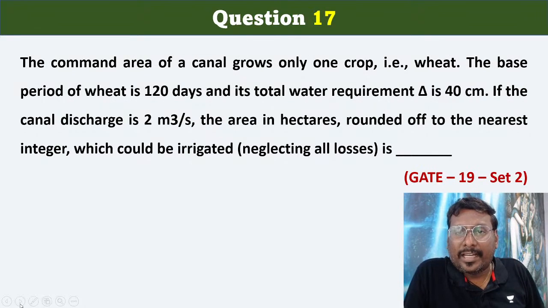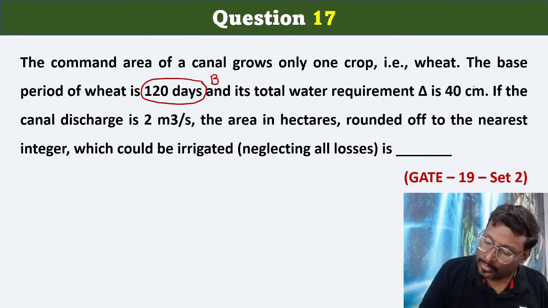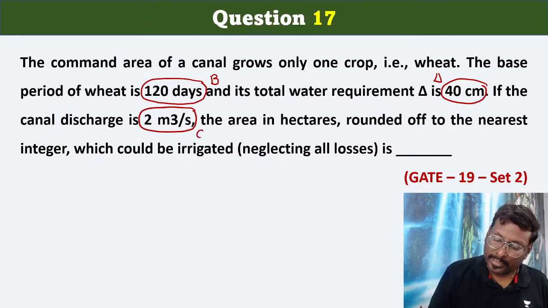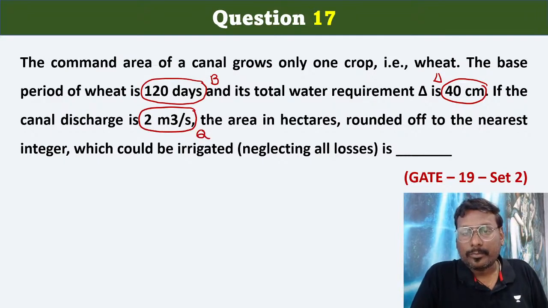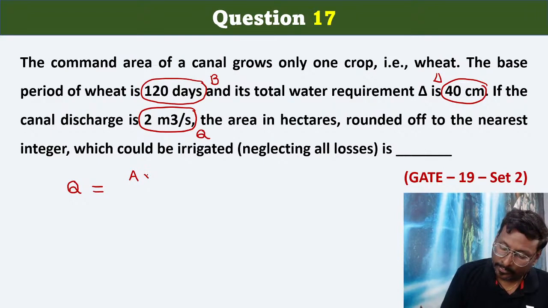The command area of a canal grows only one crop, that is wheat. Base period 120 days. Total water requirement delta 40 centimeter. Discharge 2 cubic. What is area rounded off to nearest integer? You take this, this will be easy. Q is equal to A into delta by 864B.